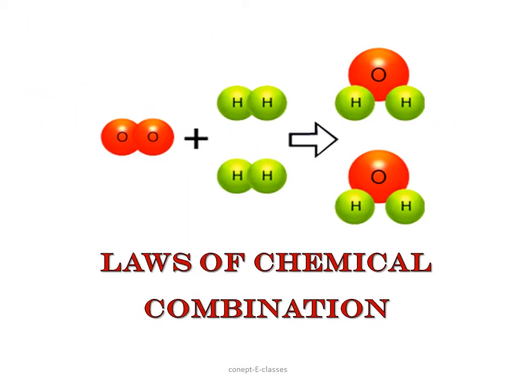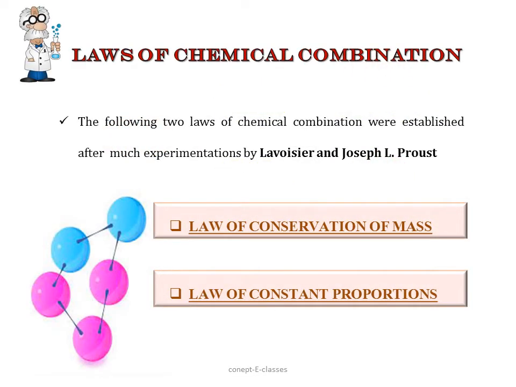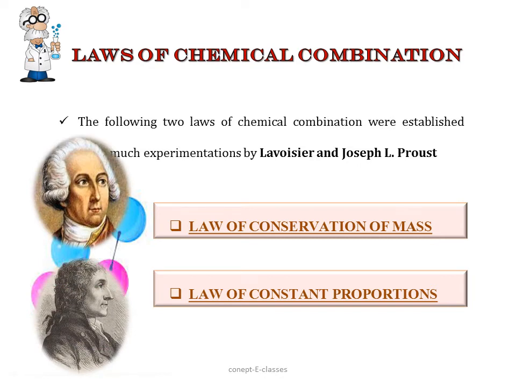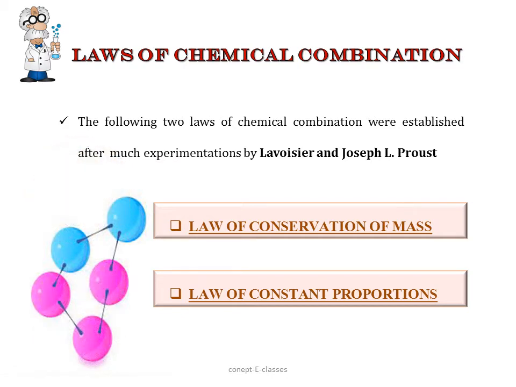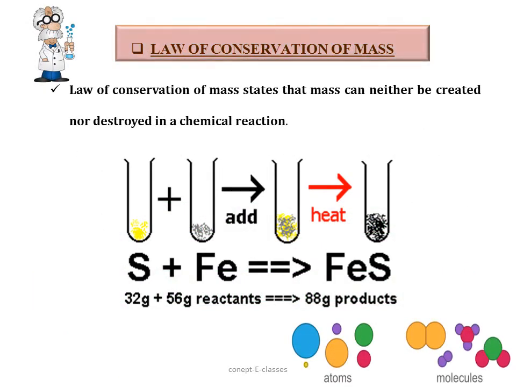Laws of chemical combination. These laws of chemical combination were established after much experimentation by Lavoisier and Joseph L. Proust. The two laws are the law of conservation of mass and the law of constant proportions. Law of conservation of mass. The law of conservation of mass states that mass can neither be created nor destroyed in a chemical reaction. It remains the same.